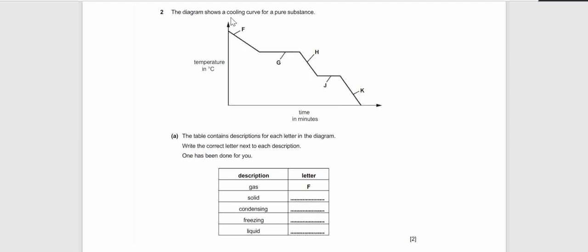The diagram shows a cooling curve for a pure substance. Temperature in degrees Celsius and time in minutes here. Question A. The table contains a description for each letter in the diagram here. Write the correct letter next to each description. One has been done for you. So the descriptions: gas, solid, condensing, freezing, liquid. Description: gas, it's letter F. Gas is letter F.